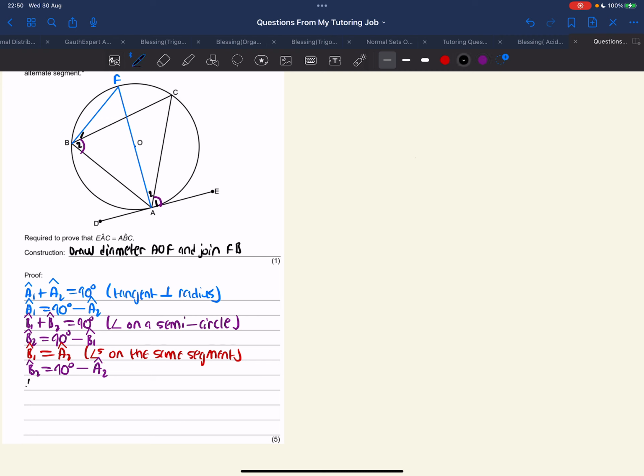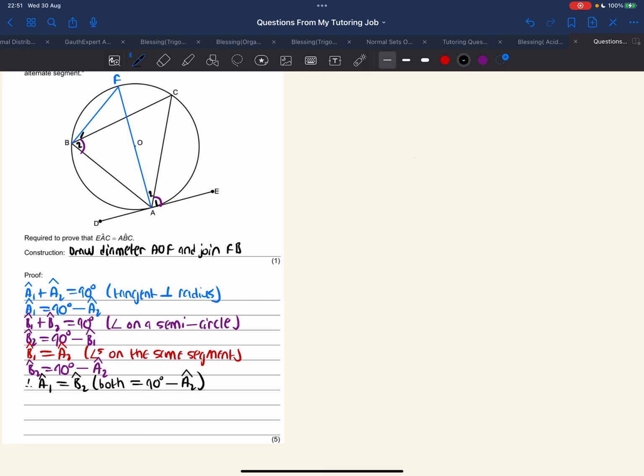Now I can conclude that angle A1 is equal to angle B2, and the reason for that, both are equal to 90 degrees minus angle A2. And yes, that's how you can prove the whole tan-chord theorem.